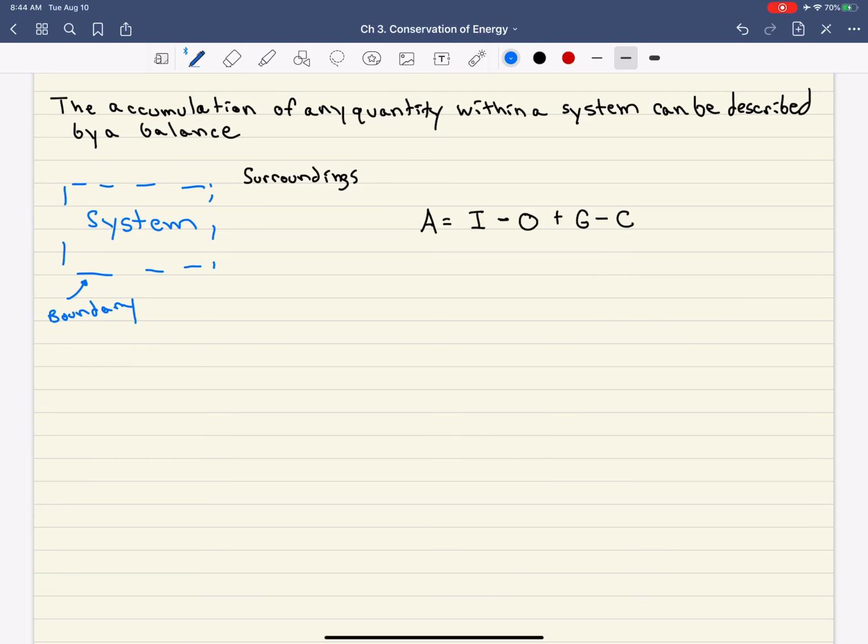Okay? And so the way to think of this, these input and output terms, is that they are for any quantity that crosses the system boundaries. And so if it's mass, it would have to be a mass flow rate that's going into the system or a mass flow rate going out of the system. All right. Now, these generation and consumption terms, these all happen entirely within the system boundaries.